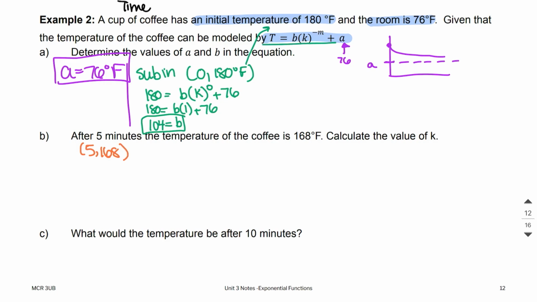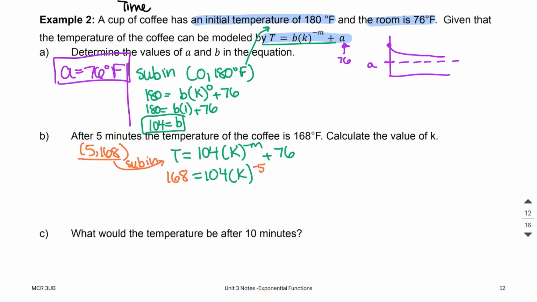We also know that in this equation we have here, the B value is 104. We don't know the K value, but we know that the A value is 76. So now I'm going to sub in the point (5, 168). So 168 is going to go in for T, and that's going to equal 104 times K to the power of negative M, where M is going to be 5, so negative 5, plus 76.